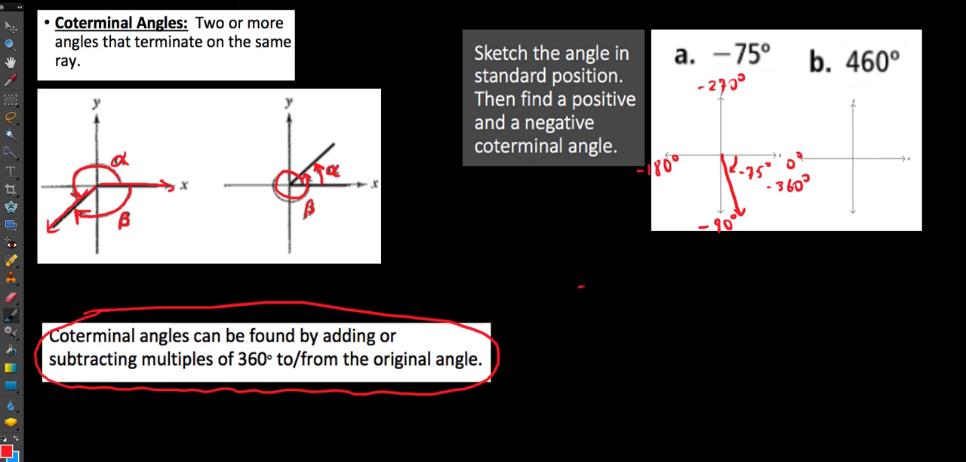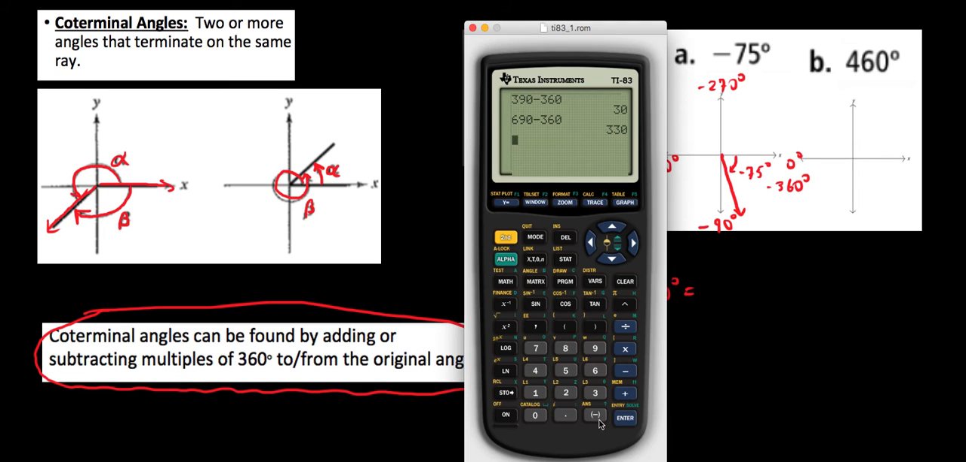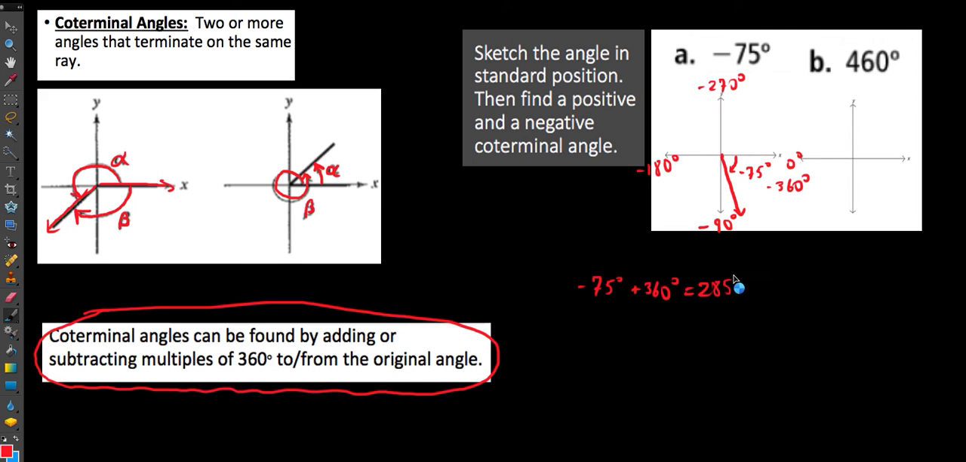In order to find a positive coterminal angle, here's what we'll do. We'll just add on 360 degrees. The reason we're doing this is because if we were to rotate one full rotation around from this, we would end up in the same spot we started at in terms of a rotational angle. So in this case, we would get negative 75 plus 360, and I don't have a problem using my calculator here, it looks like we get 285. So 285 would be another angle that is coterminal with the given angle.